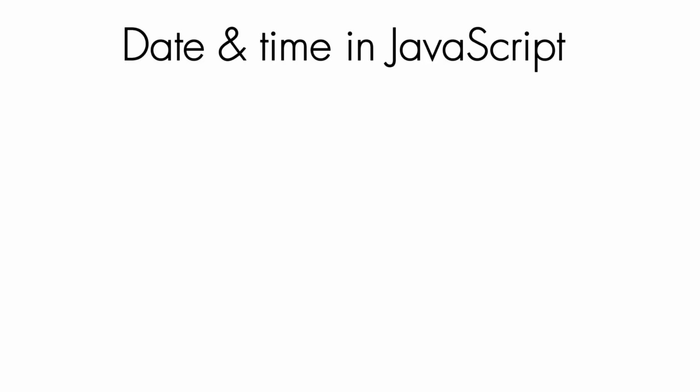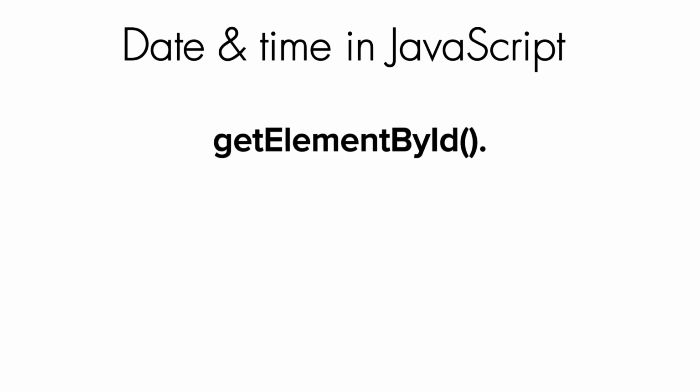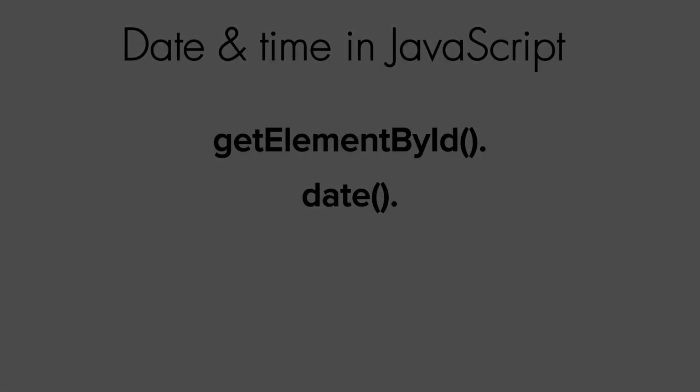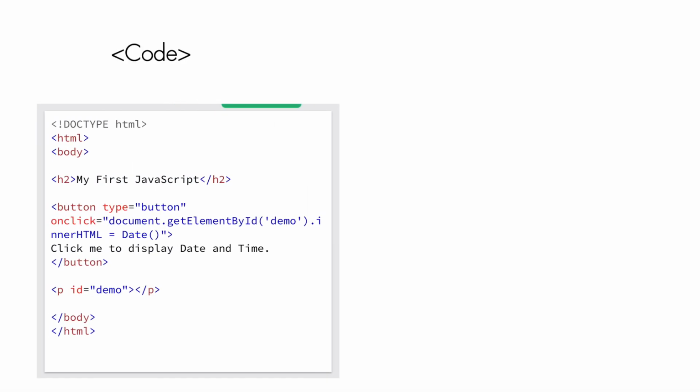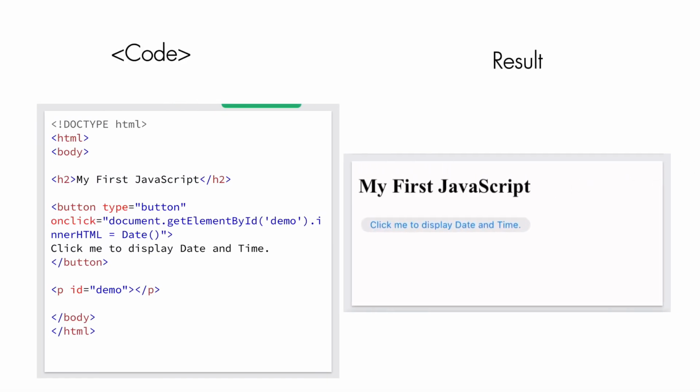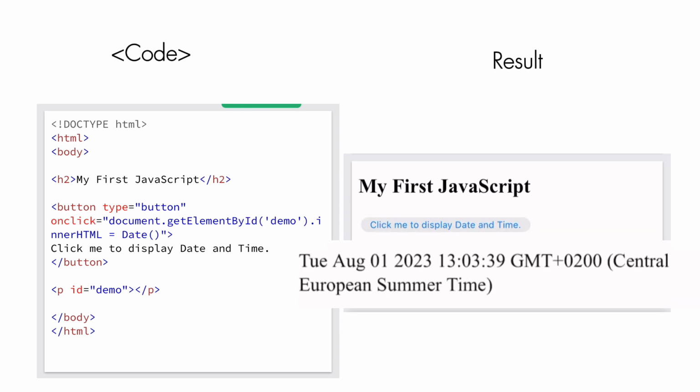In this lesson, we are going to learn more about the getElementById method that we talked about in the previous lesson, and the date object in JavaScript. On the left side you see all the code, and on the right side you see the result. When we click the button, we get the current date and time. Let's see how it works.